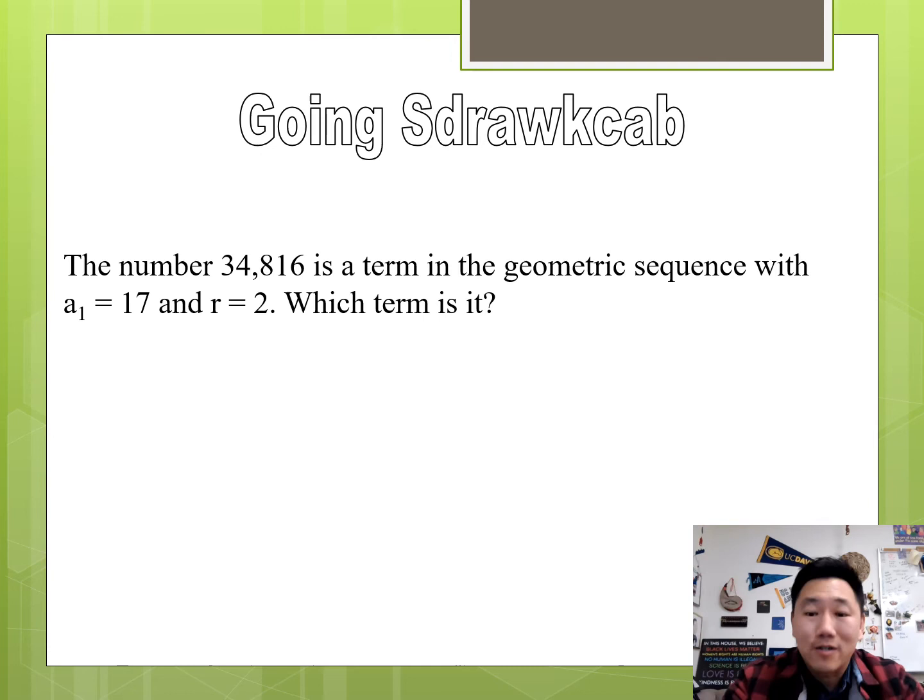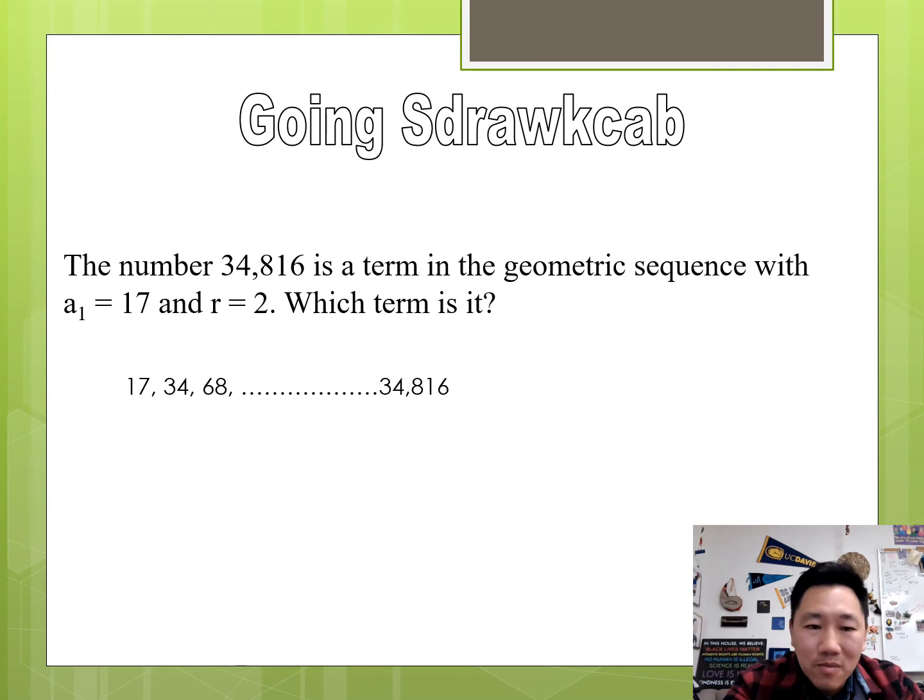Going backwards. What do you mean going backwards? The number 34,816 is a term in the geometric sequence, with the first term being 17 and the common ratio being 2. Which term is it? So what this problem is saying is you have the first term is 17, the common ratio is 2, that means you're multiplying it by 2.